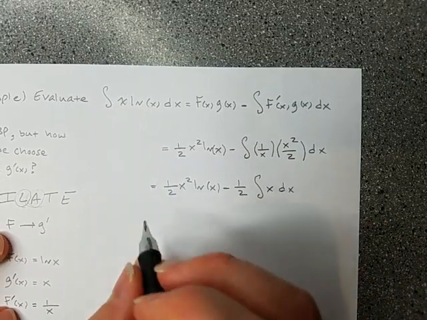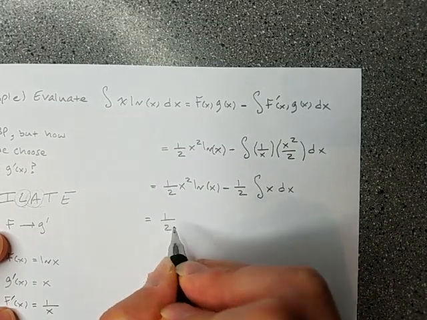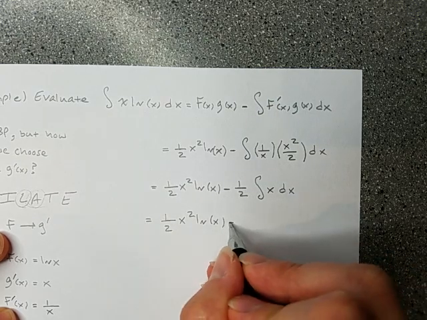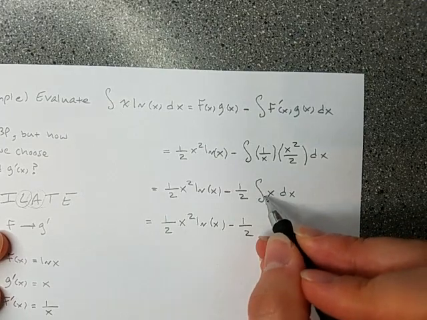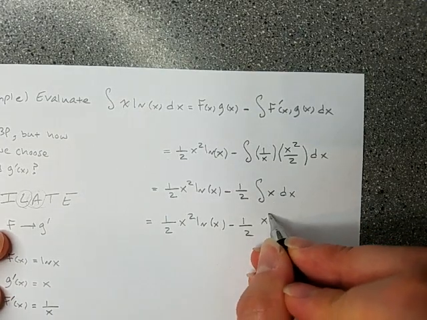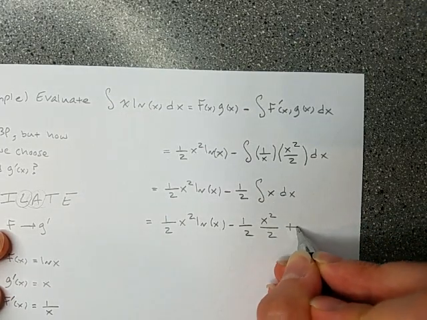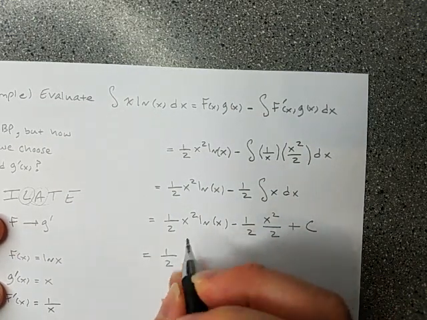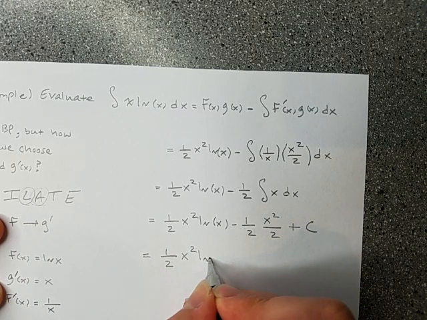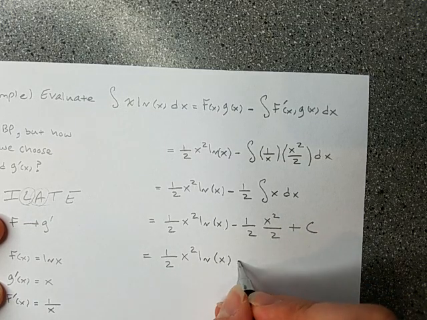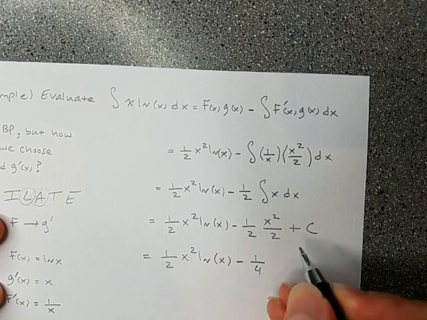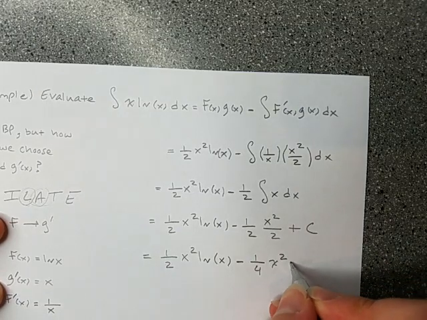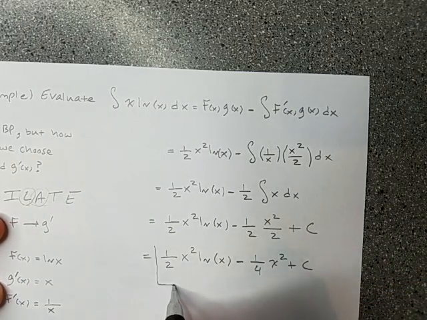So here's what we'll get then. 1/2 x squared natural log of x minus 1/2 times whatever the antiderivative of x is, which is x squared over 2. And then we put our constant of integration. Final answer: 1/2 x squared natural log of x minus, well, let's say 1/4, right? 2 and 2, 1/4 x squared plus C.